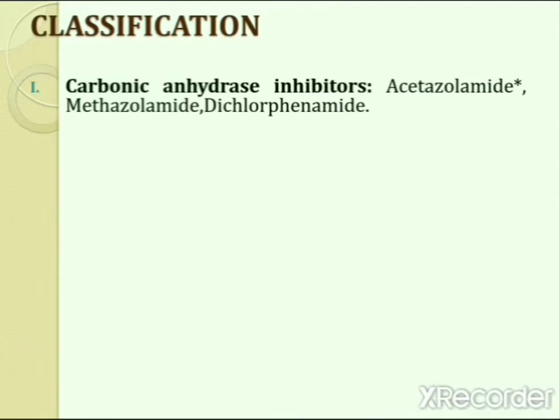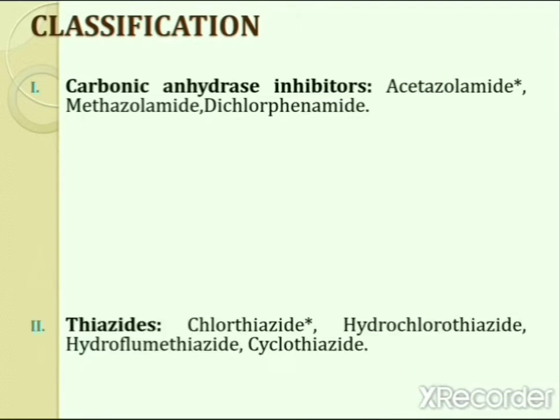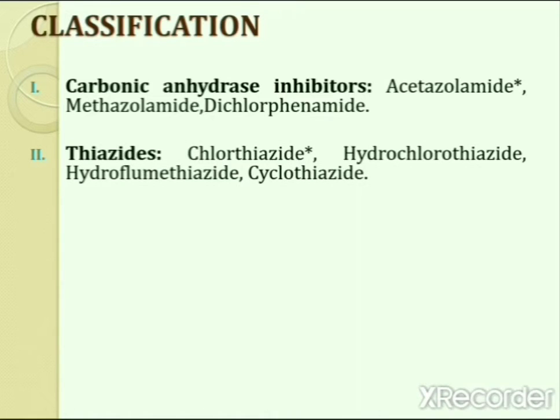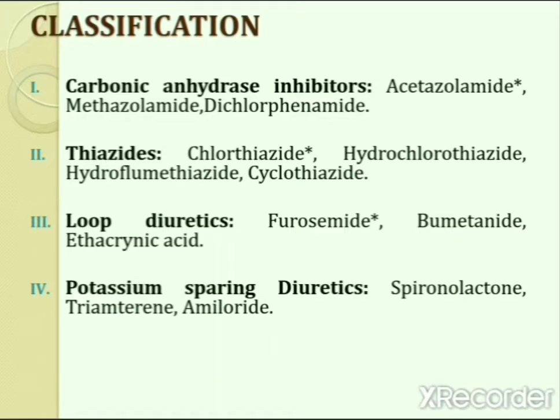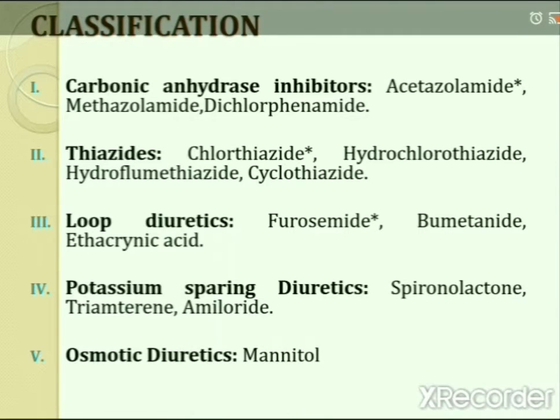Classification of diuretics includes 5 main categories: carbonic anhydrase inhibitors, thiazides, loop diuretics, potassium sparing diuretics, and osmotic diuretics.